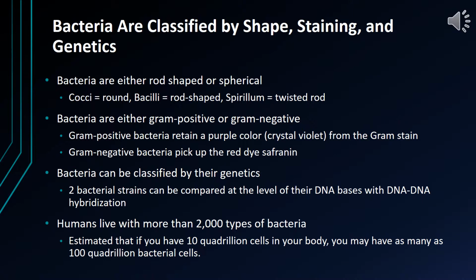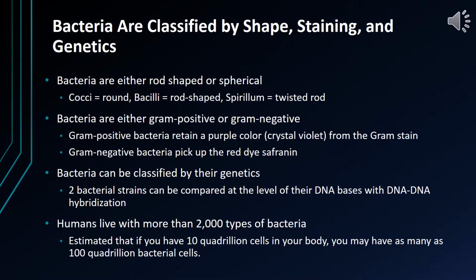Bacteria can also be classified by their genetics, and we do this using a technique called DNA-DNA hybridization, and this allows us to compare the DNA of two types of bacterial strains to see to what degree their relatedness is.